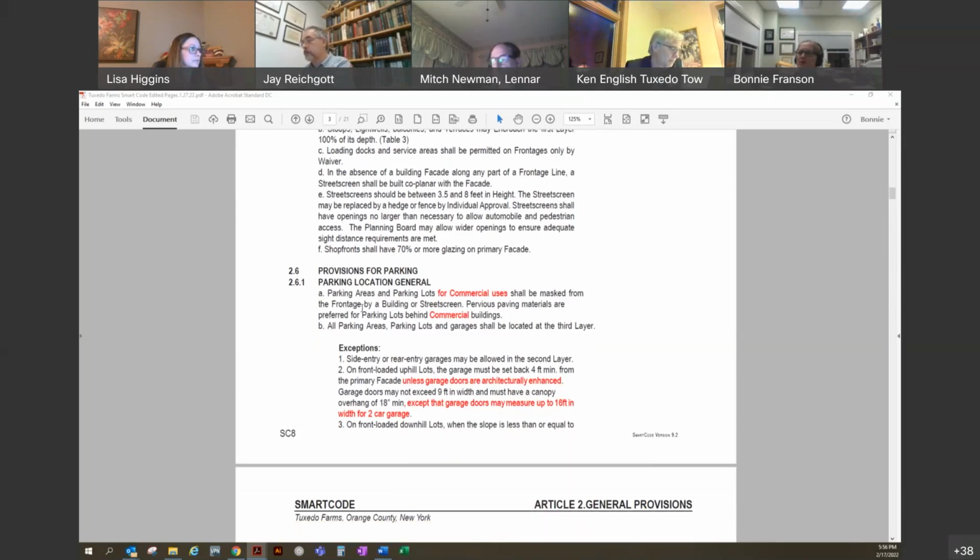So under 261 parking location general, it reads: parking areas and parking lots shall be masked from the frontage, meaning the street, by a building or street screen. So the idea was you didn't want to see parking areas or parking lots. This has: parking areas and parking lots for commercial uses shall be masked from the frontage by a building or street screen. Pervious paving is preferred for parking lots behind commercial buildings. So this is changing the standard which applied to all development in the project to one that applies only to the commercial uses.